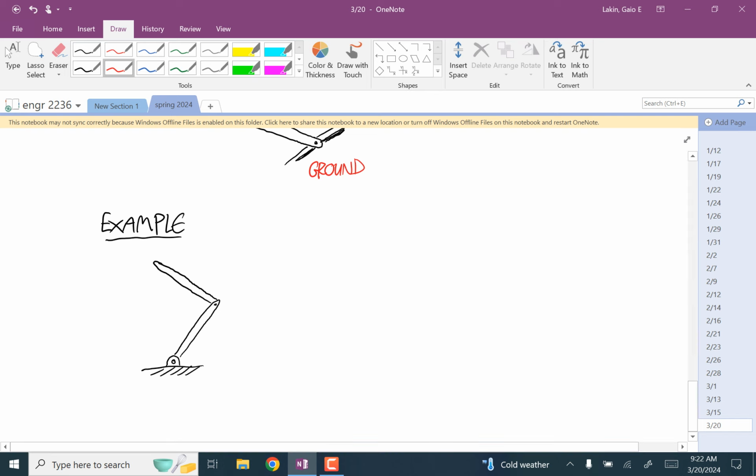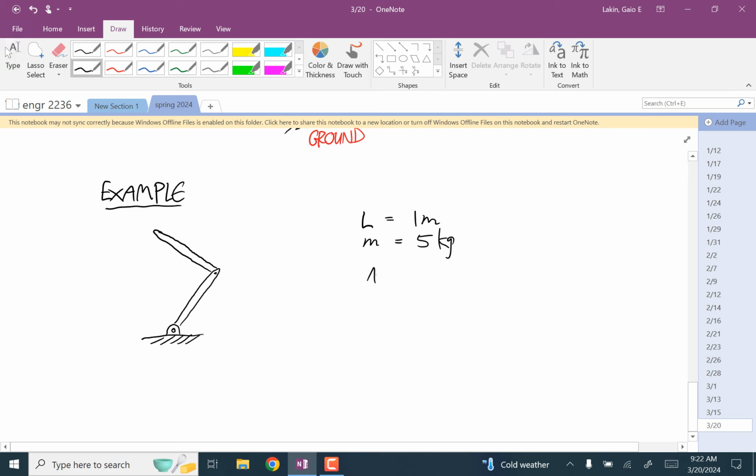And I'll number these. So let's say that both of the lengths are 1 meter, and both of the masses are 5 kilograms. And at this instant, so at the instant shown, I guess I do have to number them right now. Let's call that body 1 and that body 2.